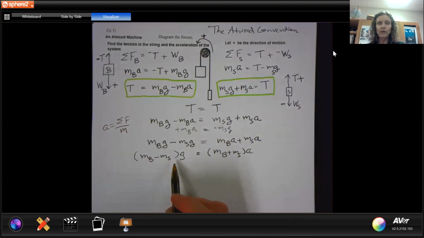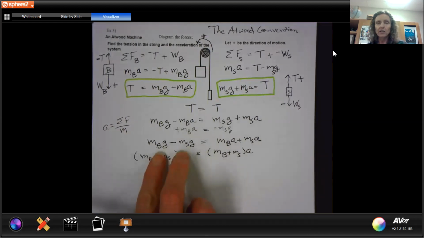Why is this thing moving? That's another way to look at it. Why would this move at all? What's the driving force that's making it move? The answer is right here. It's the difference in the weights. You see that difference in the weights? That's why it would accelerate at all.